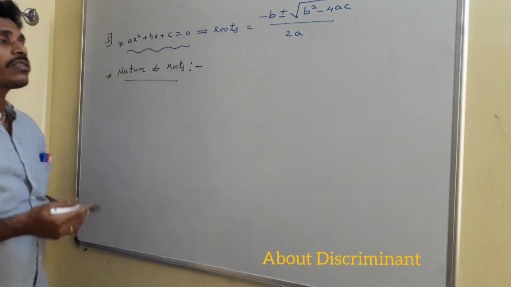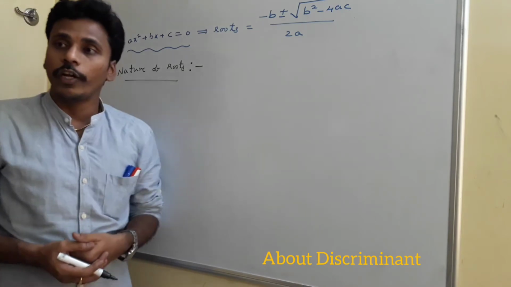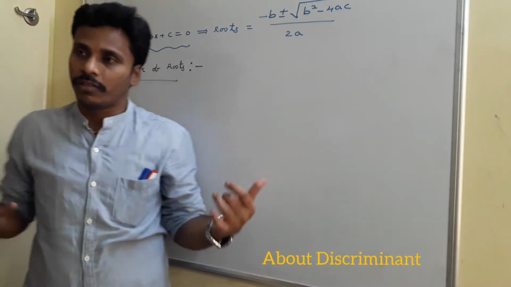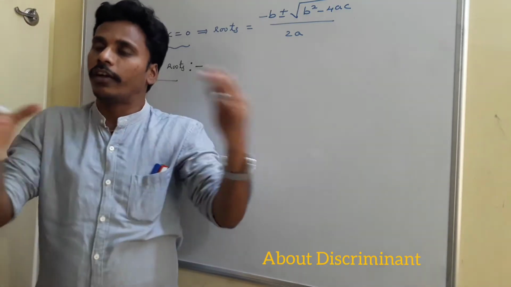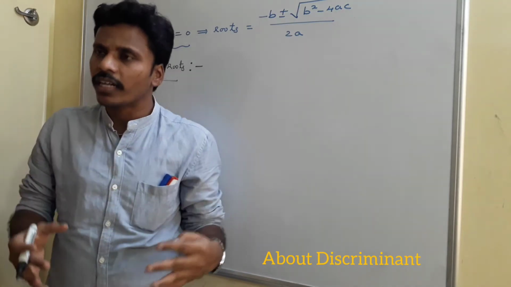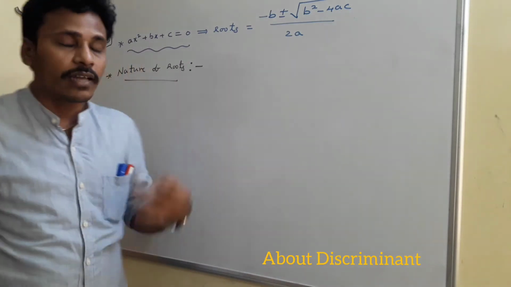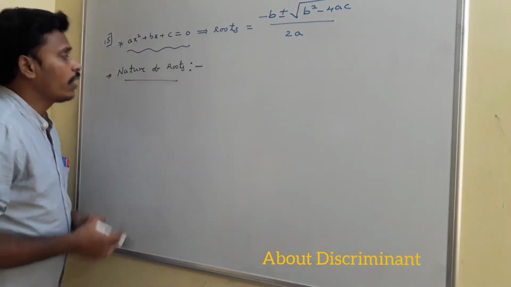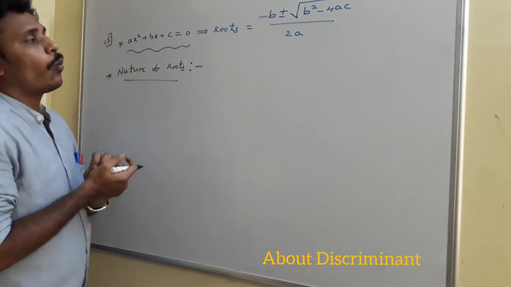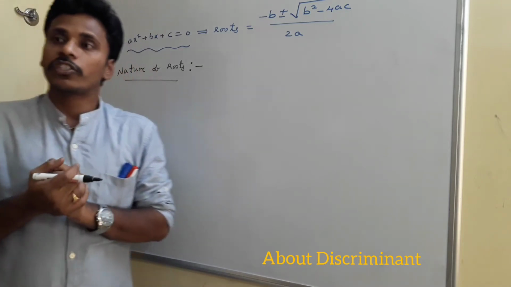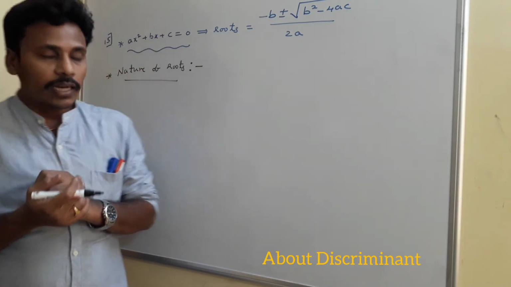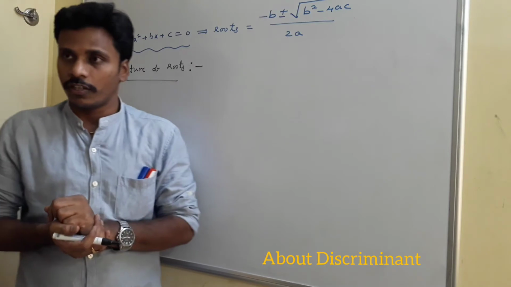In which number system the roots are located, that's what we need to find, and we have different types of number systems, right? That means different types of countries like natural numbers, integers, rational numbers, irrationals, reals, and we introduced complex also. We have to decide in which number system the roots are located. That's the nature of roots we discuss here.